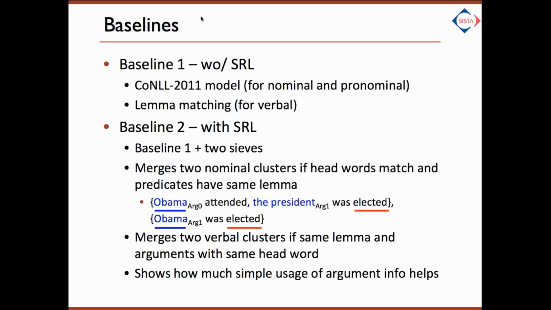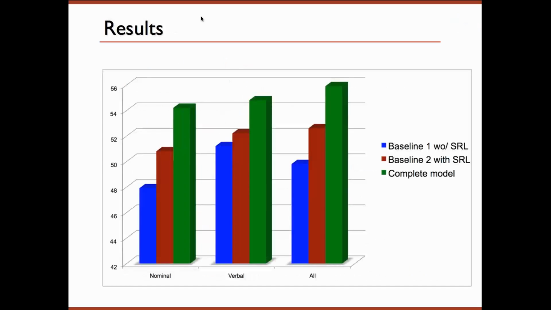And basically, this is done to see how much you can get from a deterministic model that uses semantic frames without the linear regression part. So here are the results. The blue columns are baseline 1, which is essentially the deterministic system without semantic role labeling. Baseline 2 is the deterministic system with semantic role labeling. And baseline 3 is the full system. And we broke down the score for nominal and verbal mentions and all the mentions.